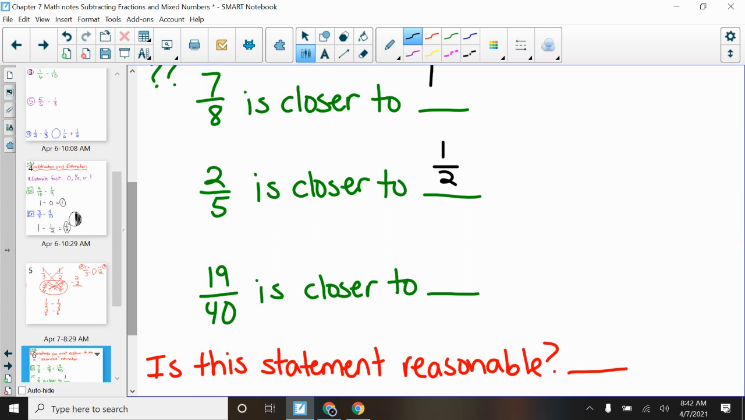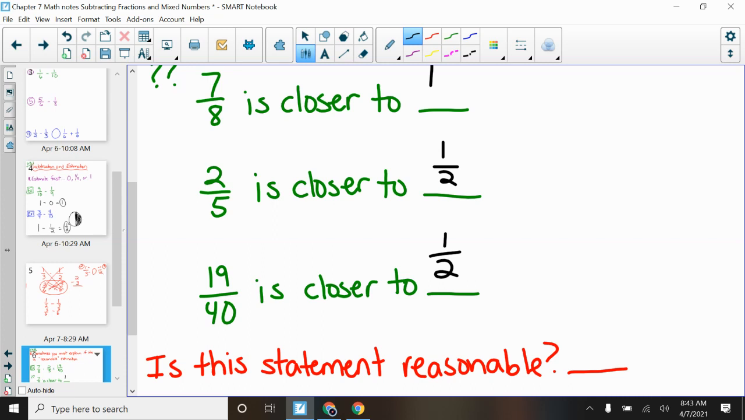1940s is closer to what? What's 1940s closer to? Yeah, it is. Because if 19 was a 20, would 20 over 40 equal a half? Yes. So 19 over 40 is absolutely closest to a half.